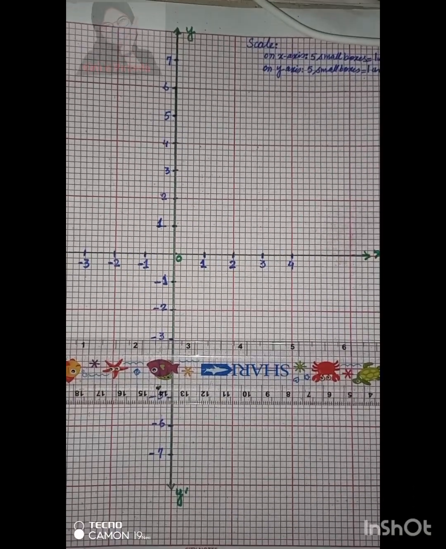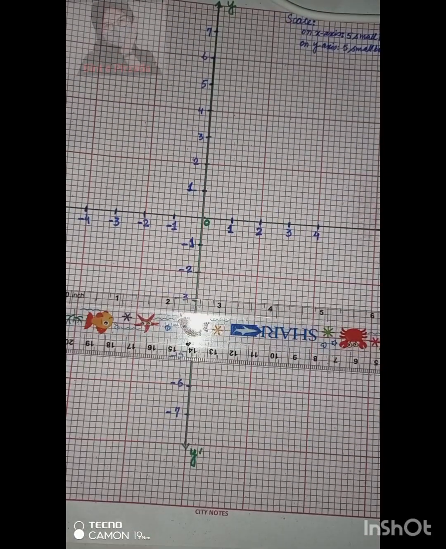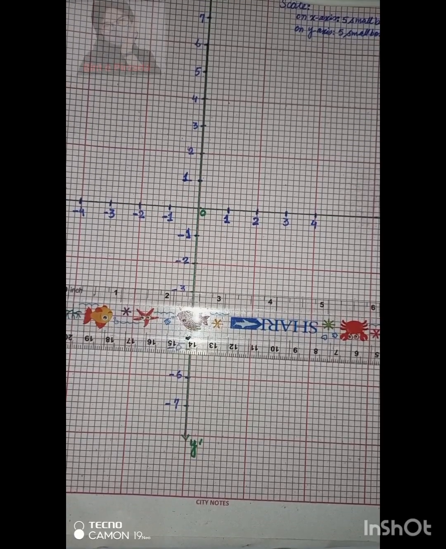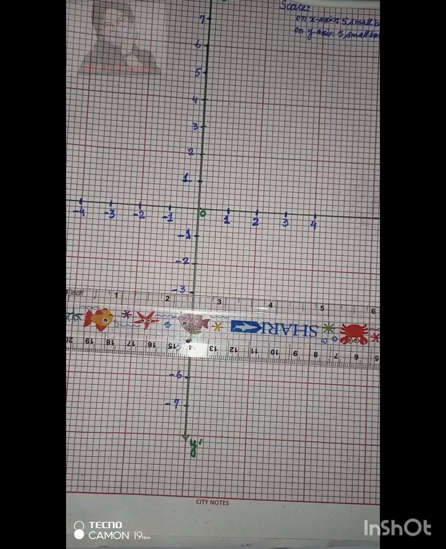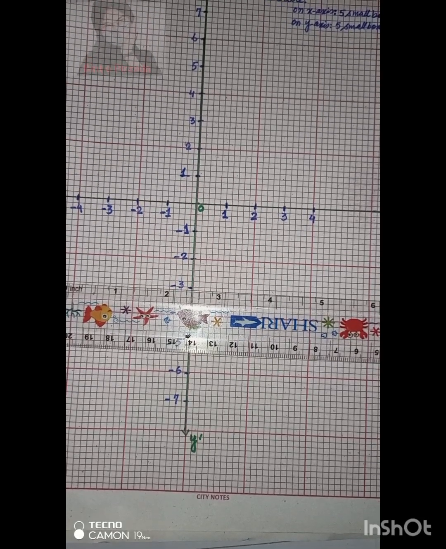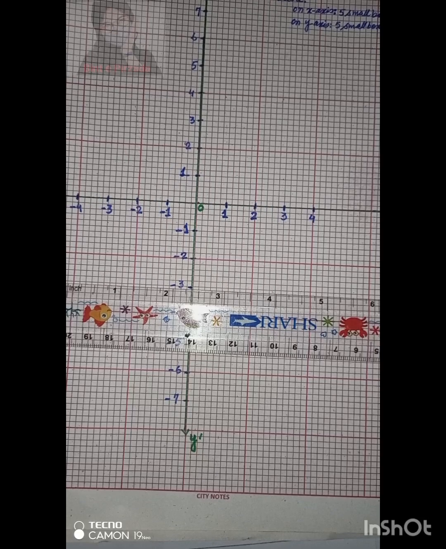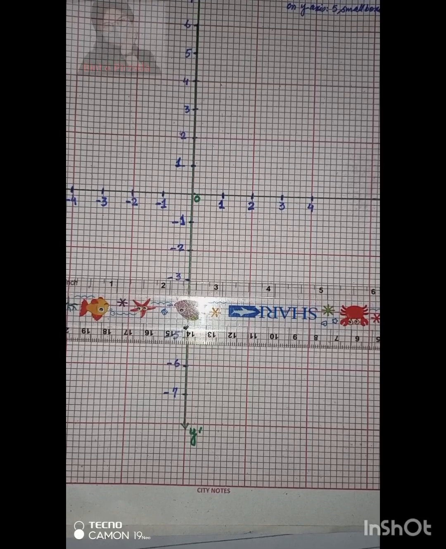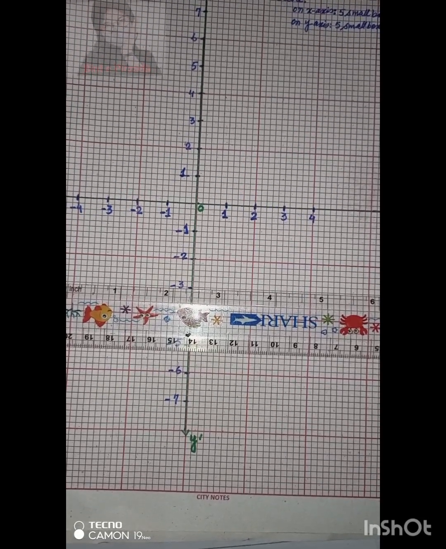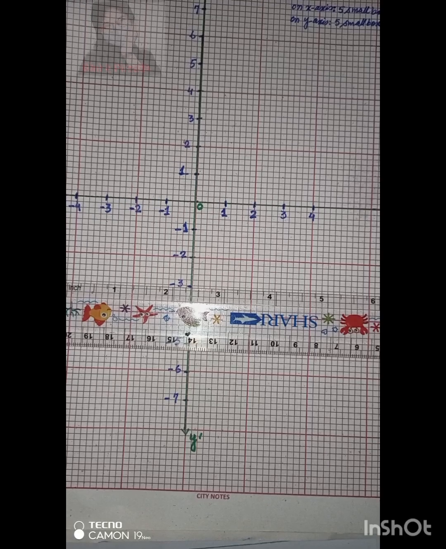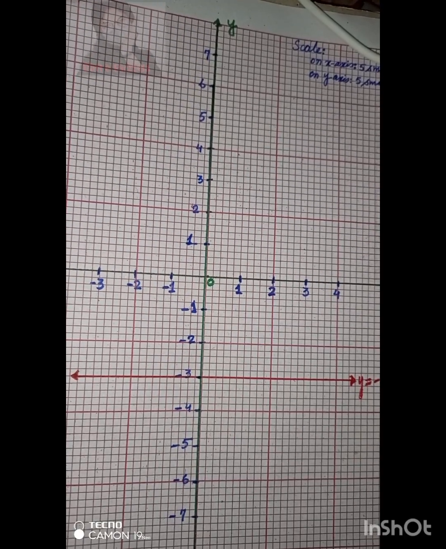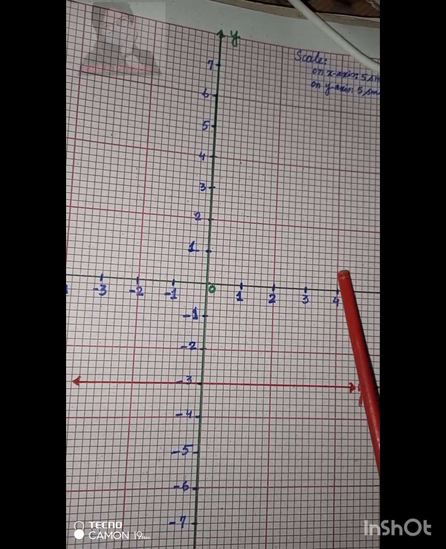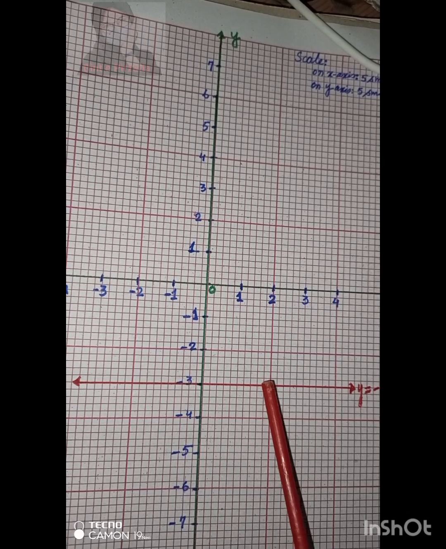Our part 1 is to draw the graph of y is equal to -3. So see, y is equal to -3 is a line that will be parallel to the x-axis, below the x-axis. -3 means on the y dash axis, and this line will be parallel to the x-axis, and this line has no gradient. Gradient means this line has no steepness. So we will put the scale at y is equal to -3, and we will draw a line. So see, we have drawn the line at y is equal to -3. This line is parallel to the x-axis and has no steepness or gradient.